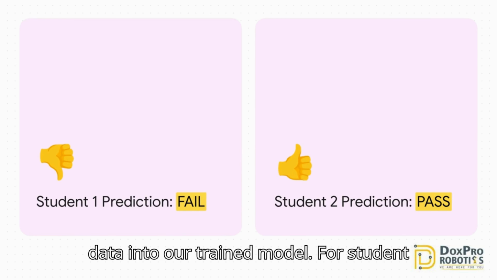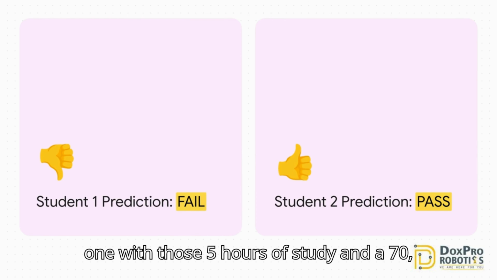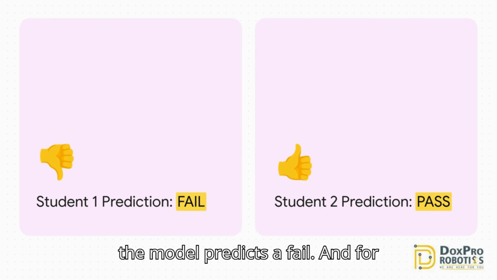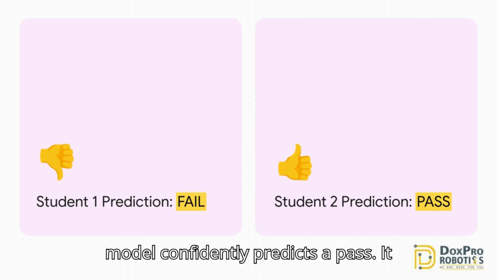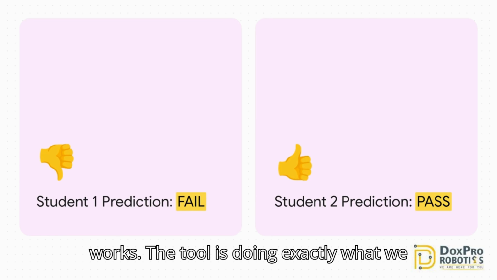We feed their data into our trained model. For student 1, with those 5 hours of study and a 70, the model predicts a fail. And for student 2, with 8 hours and a 90, the model confidently predicts a pass. It works. The tool is doing exactly what we built it to do.